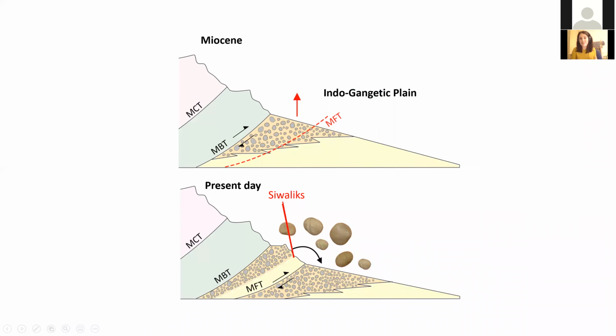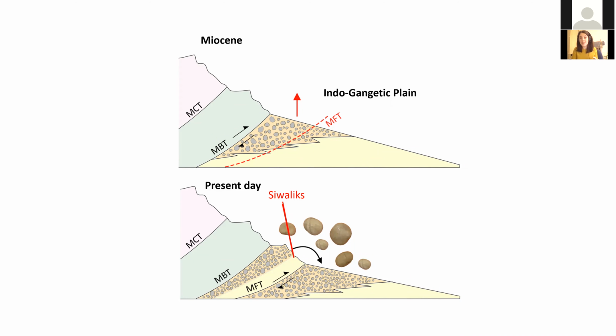So just a little bit of information about the Siwalik succession. The Siwaliks were deposited during the Miocene. If we take this as a cross section of the mountain range and the plains, the rivers would be coming down the mountain as they are today and depositing gravel and sand, very similar to the Himalayan rivers that we see today in the plains.